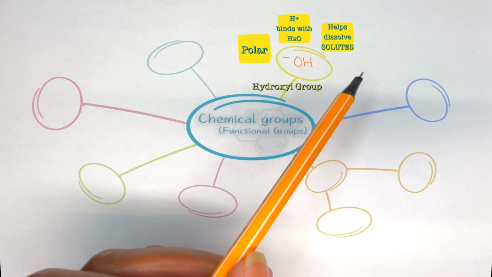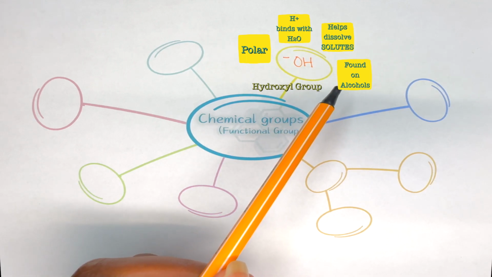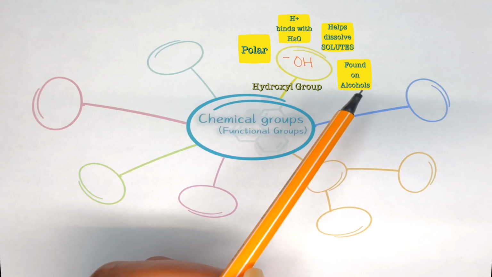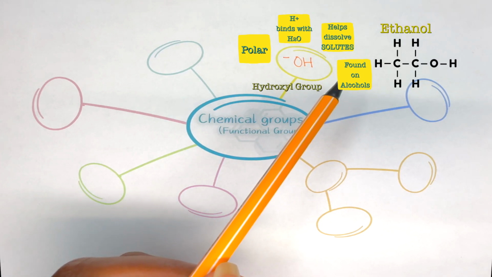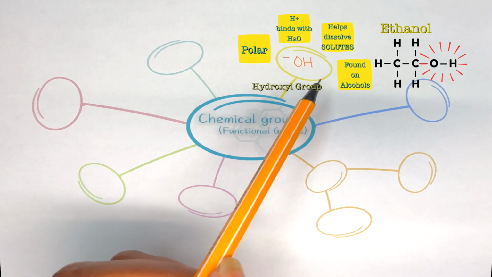Lastly, when it comes to the hydroxyl group, they are added onto alcohols. A good example is ethanol. So on ethanol, you can see that hydroxyl group right there.